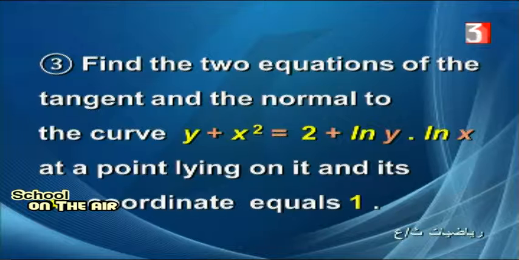Find the equations of the tangent and the normal to the curve y plus x power 2 equals 2 plus ln y multiply ln x at a point lying on it and its x coordinate equals 1.